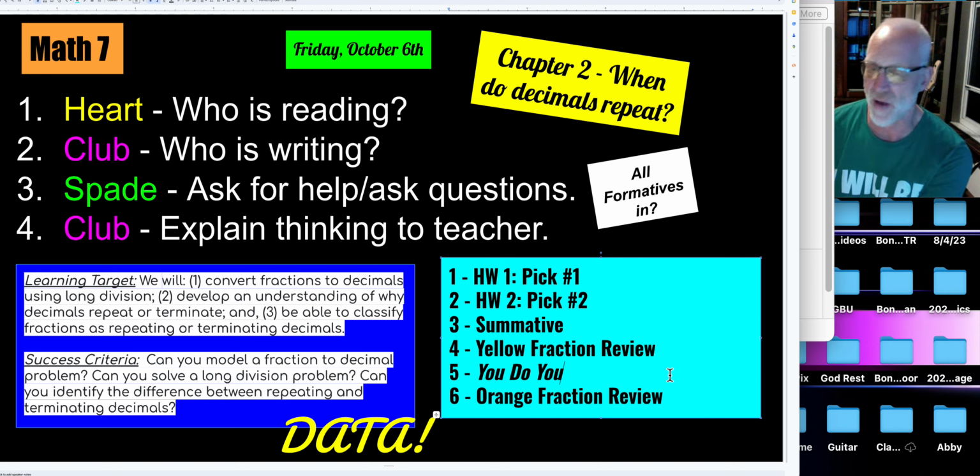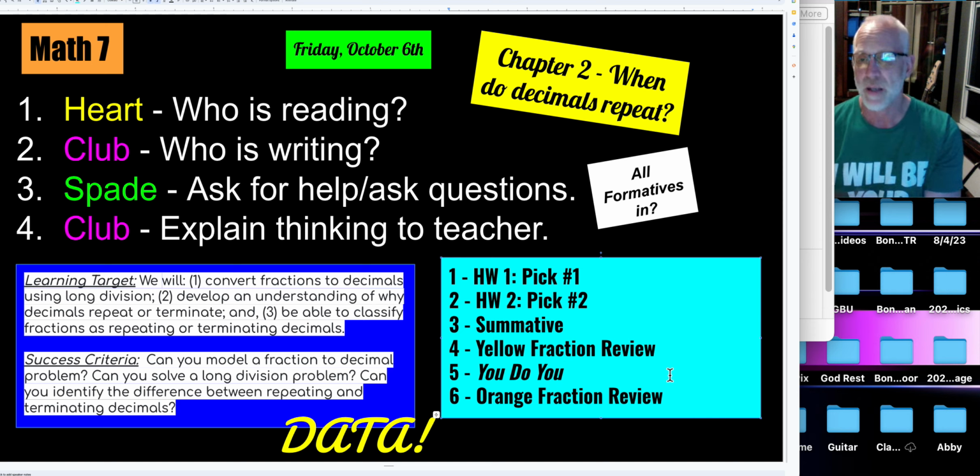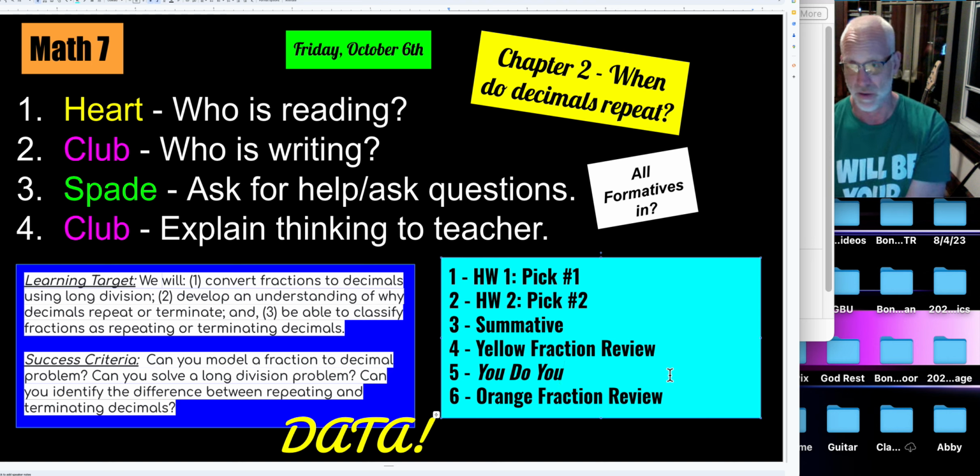So to recap, what do we do today? We're still talking about fractions and decimals, and decimals that terminate and those that repeat. When the kids came in, we did homework, picking 2 problems. Then we did the summative. Then we worked on our first fraction review sheet, took a break, and if we had time, went on to our second fraction review sheet. Sound good? I'll have those fraction review sheets posted on Google Classroom too.